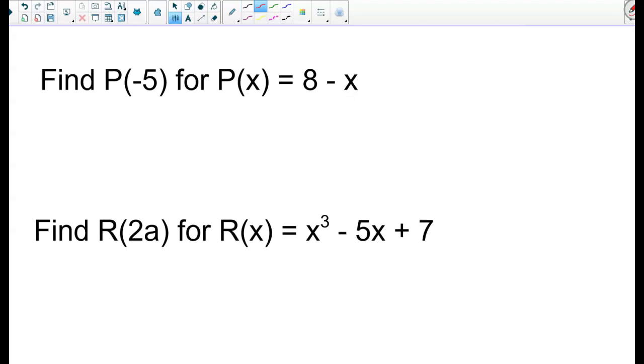I've had a few questions. What do I do here? See how they give you p of negative 5? You plug that in for your x. Your answer is 13. That's it.